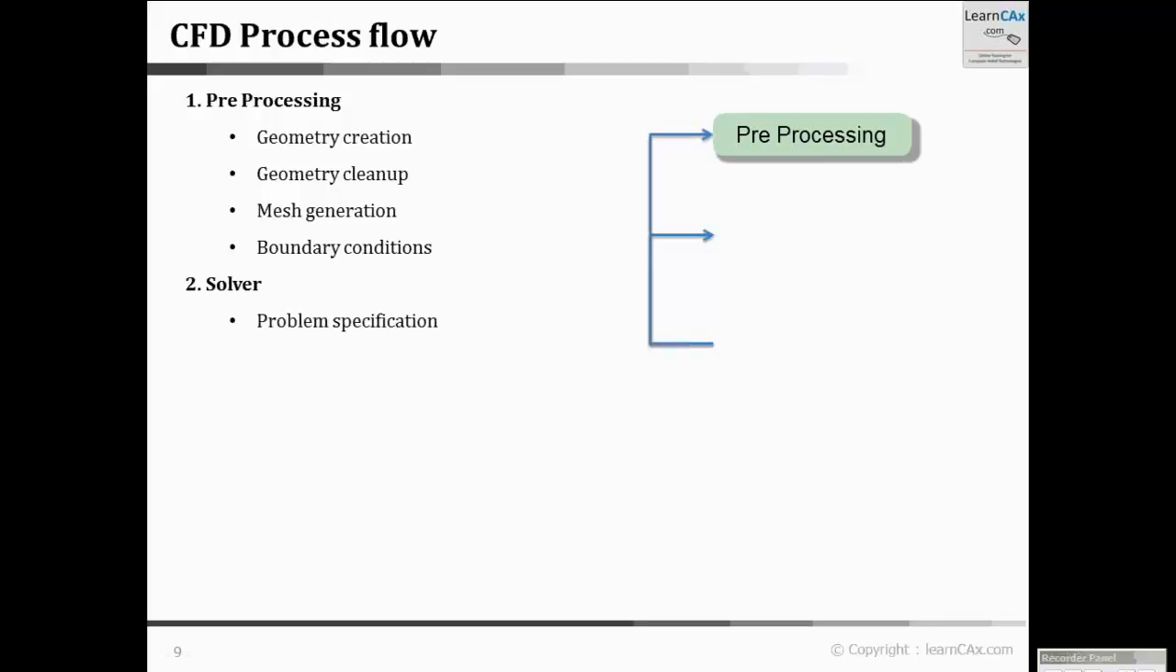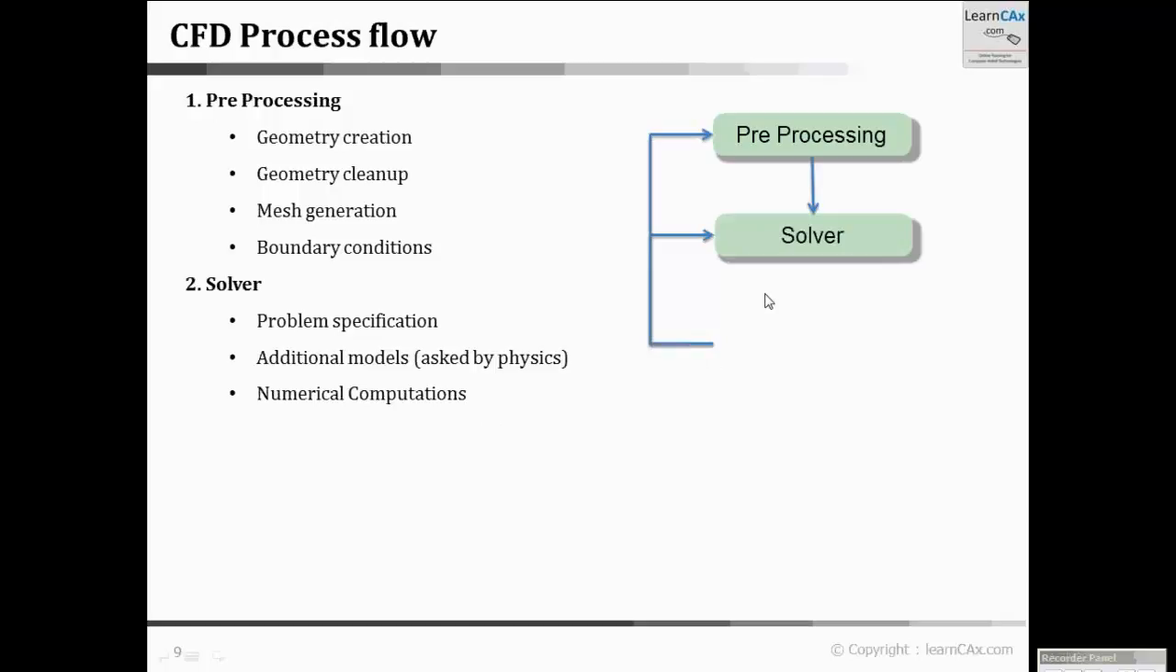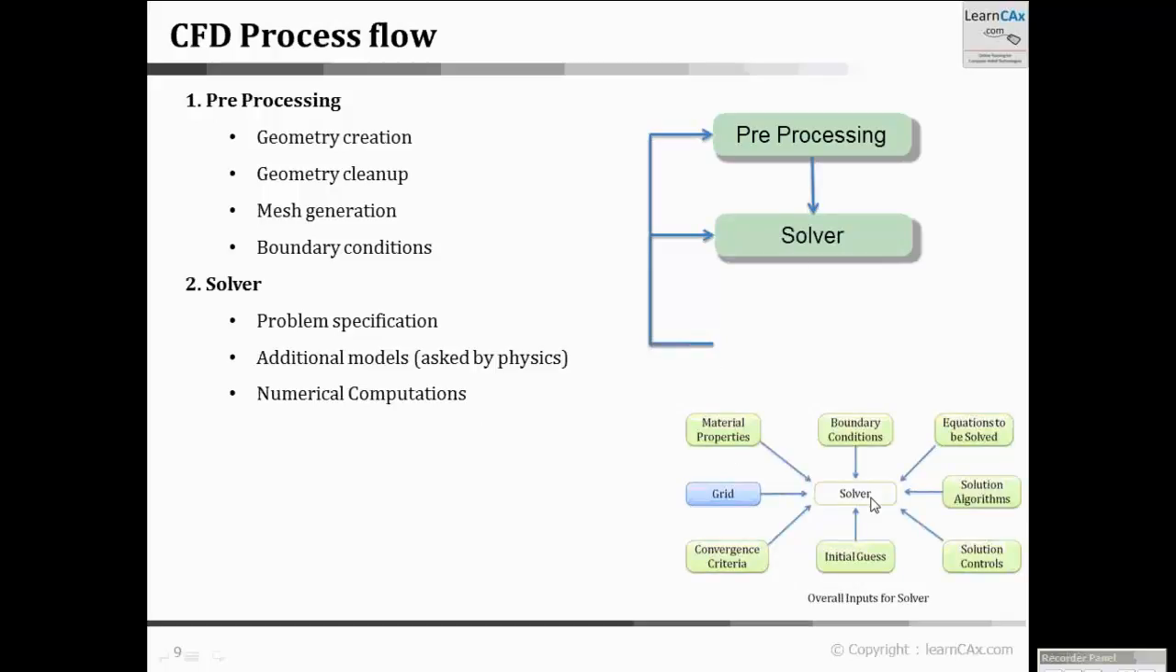The next stage is the solver stage, in which we define our problem from a physics point of view. We attach additional models for solving those physics. We use various numerical computational techniques. So the second stage is the solver stage. As you can see, a particular solver is used. It can be a commercial solver or an in-house code or any other mathematical program.